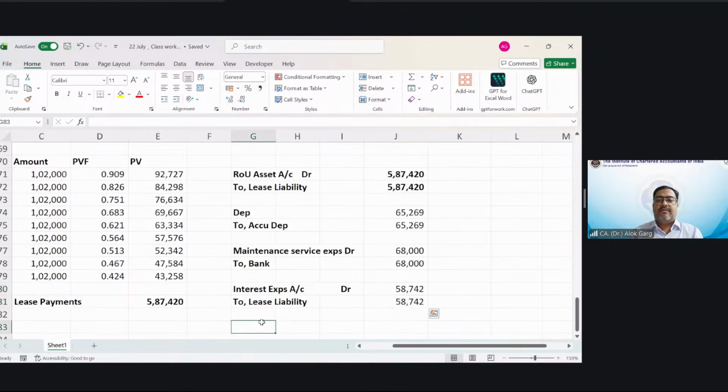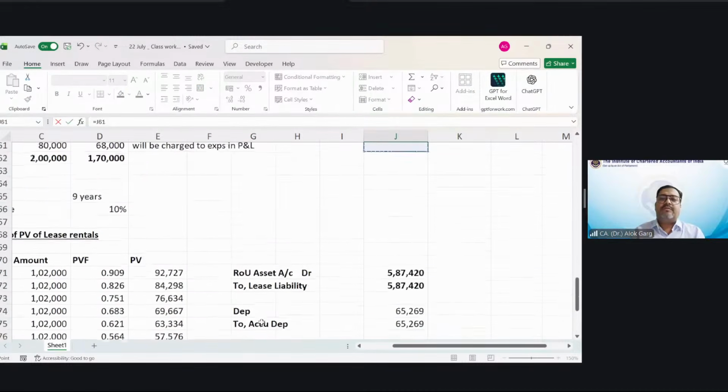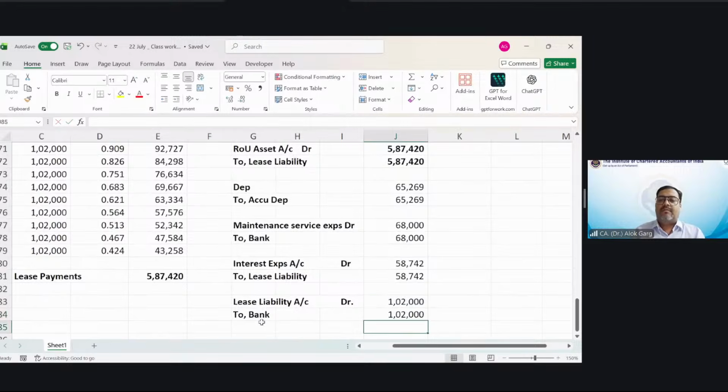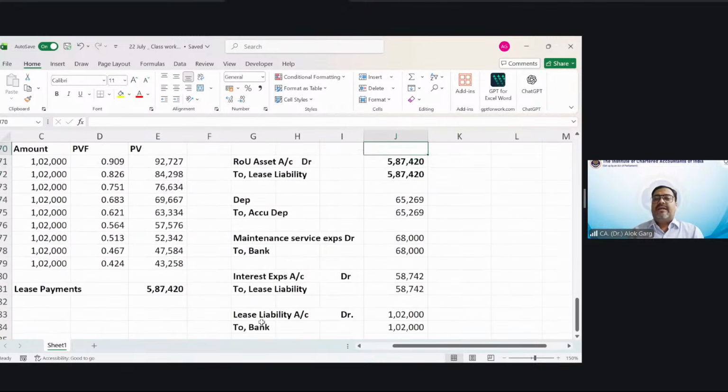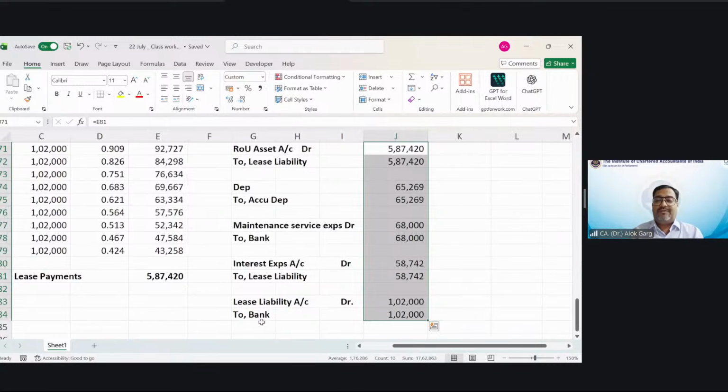Then the next entry, lease liability account debit to bank, 1,02,000. These are the accounting entries which are going to be passed with respect to this lease and non-lease component question.